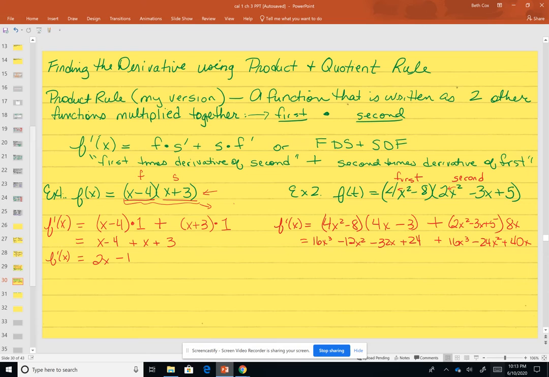There we go. All right, and then I'll combine my like terms, and I get 32x to the third and a minus 36x to the second, plus 8x plus 24. So that's the derivative right there. And if you had multiplied out the polynomials, the binomial times the trinomial, and did the derivative, you would get that as well. So there's those two. Let's try two more.